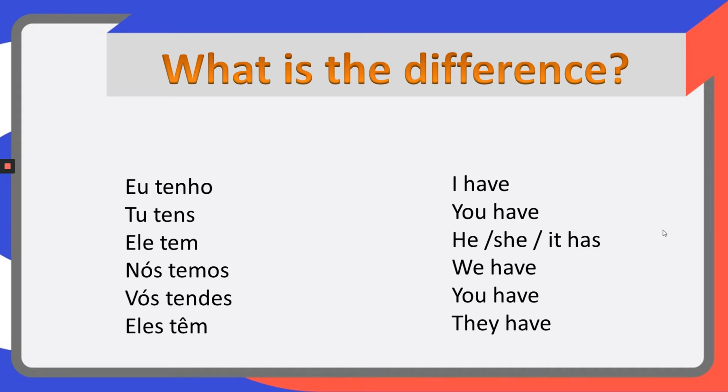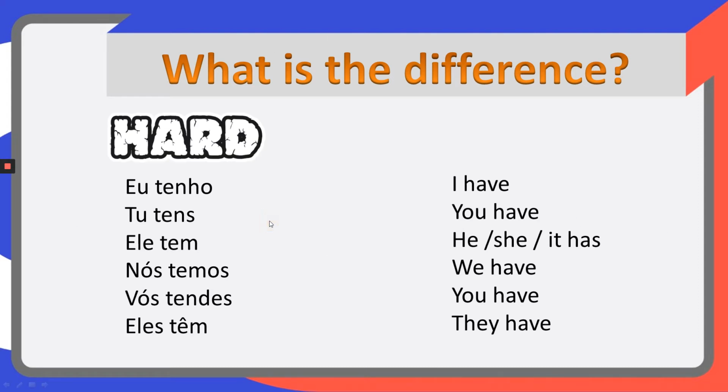Have you thought about the answer? I'm going to tell you mine. The difference between these two columns is that the first, this one over here, it's hard. And this, it's absolutely easy. You say, what? Well, think about it. This is Portuguese, okay? Look at that.